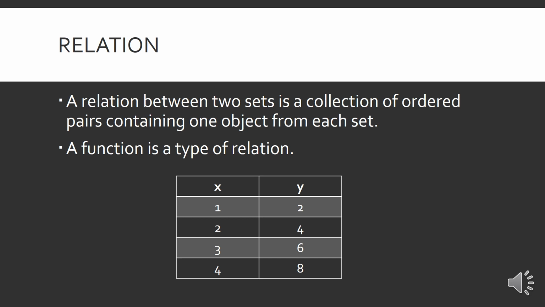Relation. A relation between two sets is a collection of ordered pairs containing one object for each set. A function is a type of relation. So example, we have the relationship between two sets. X is equal to 1, 2, 3, 4, while Y is equal to 2, 4, 6, 8.